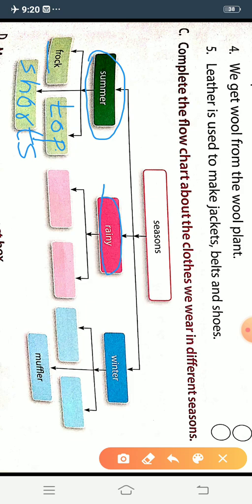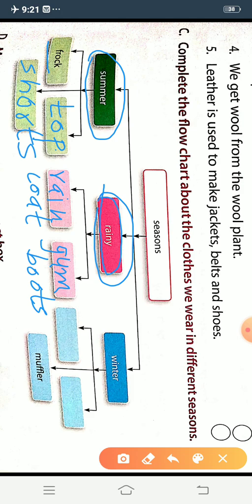In rainy season, what do we wear? We wear raincoats. So we will write here raincoat. And what do we wear? Gumboots. We wear gumboots. See, gum boots, to keep our feet dry. We wear raincoat so that we do not get wet in rainy season, because in rainy season it rains. So if we want to keep ourselves dry, we wear raincoat and gum boots.